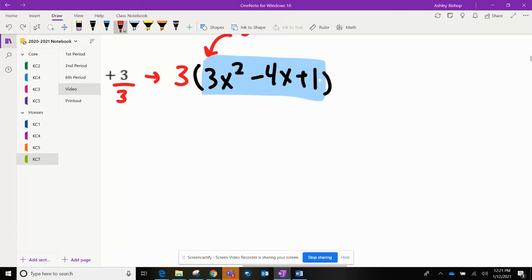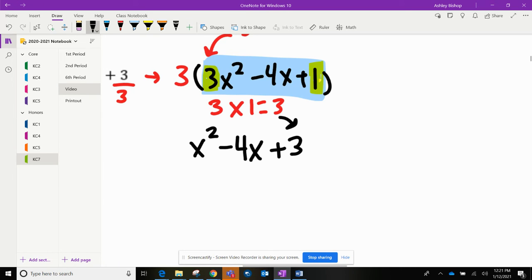I'm going to factor what's inside the parentheses with divide and slide, starting with the first step, which is to multiply your first and your last term together. So 3 times 1 is equal to 3, right? That becomes my new last term. So I'm going to rewrite this: I have x squared minus 4x plus 3 now.